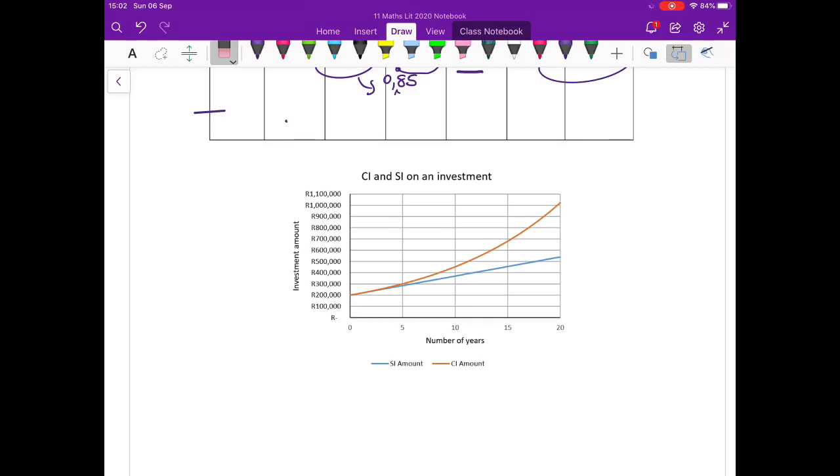Please make sure that you know what these graphs would look like. For more practice on this, you will go to page 19, page 19 in your Via Africa textbook, and exercise 1 to give you more practice on this type of graph work.